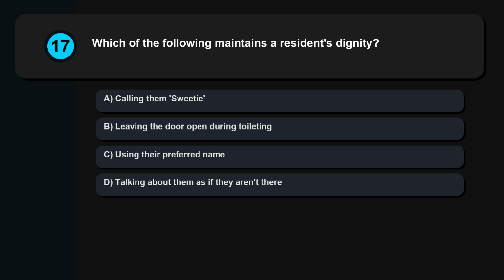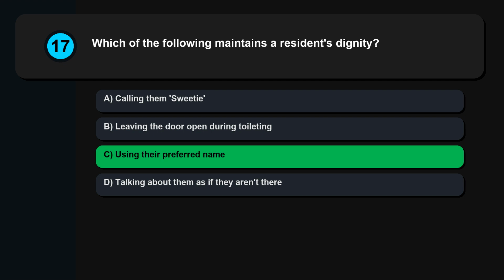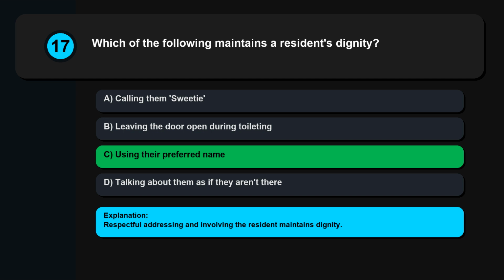Question 17. Which of the following maintains a resident's dignity? Calling them sweetie, leaving the door open during toileting, using their preferred name, talking about them as if they aren't there. Respectful addressing and involving the resident maintains dignity.